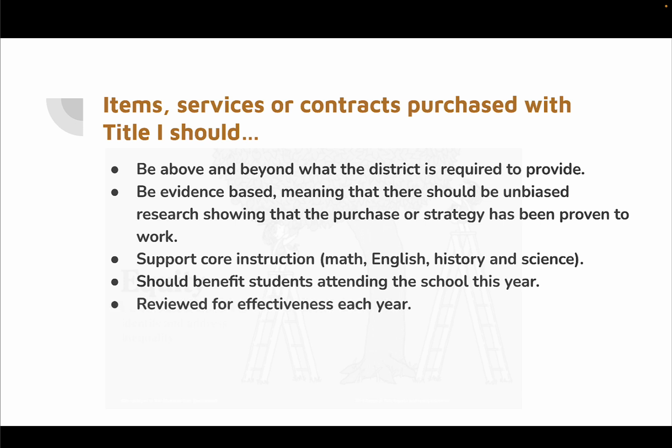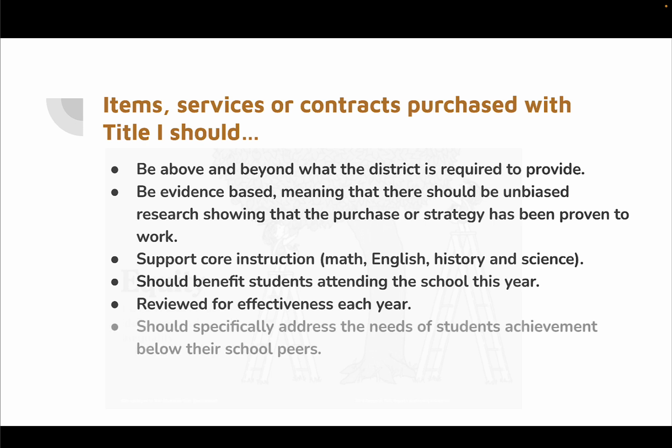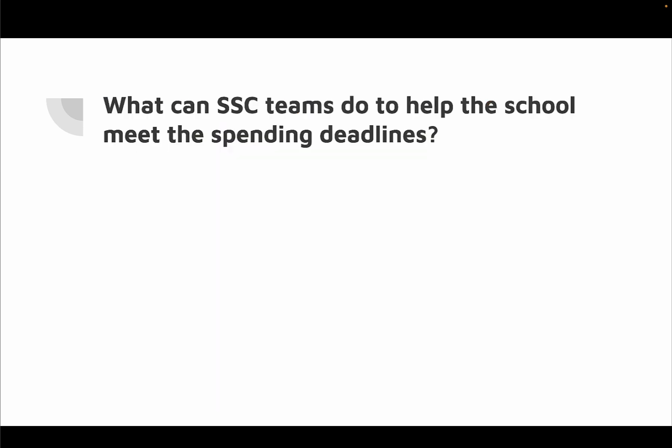And then finally, purchases should be reviewed for effectiveness each year. If we know we are doing something that did not work, we want to stop that practice and implement something that we believe will work. The school should specifically address the needs of students whose achievement is below that level of their peers. We really want to make sure that we're addressing students with greater needs.